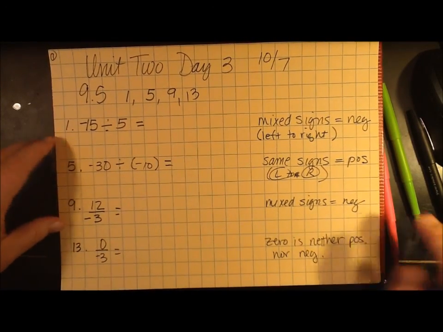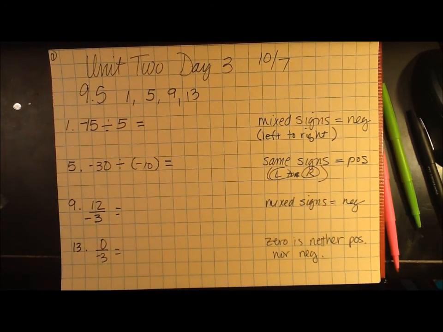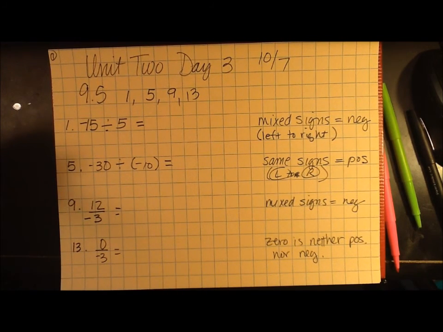This video involves the bolded problems for Unit 2, Day 3, starting with 9.5, problems 1, 5, 9, and 13 on this page. What we're working on here is a continuation of problems that we worked on in the other video, where we're dealing with multiplying and dividing with positive and negative integers.